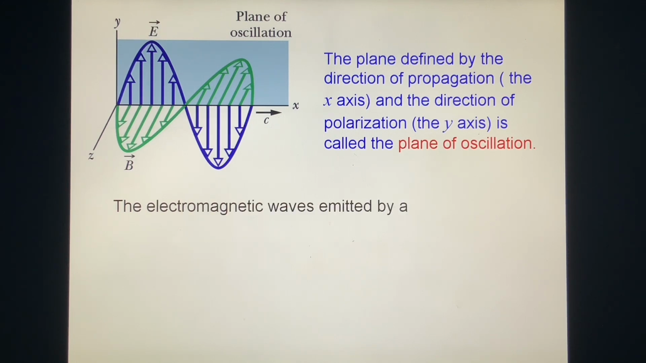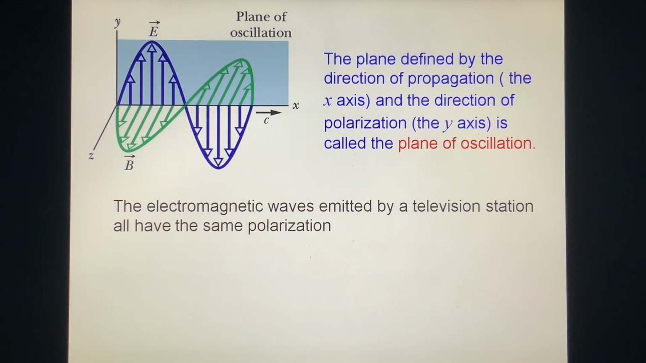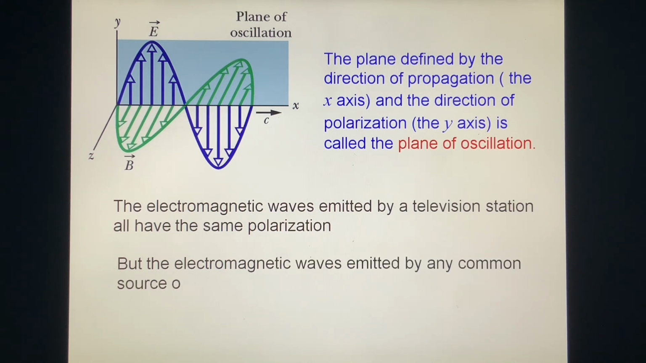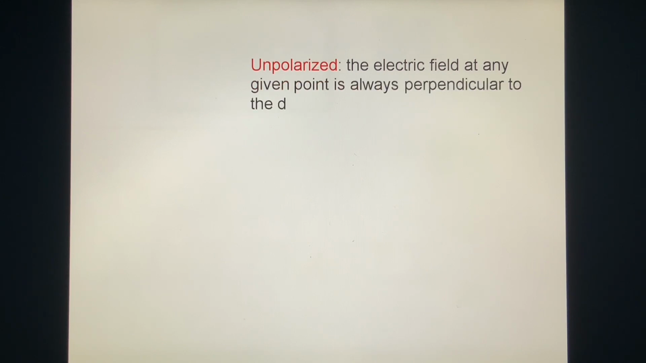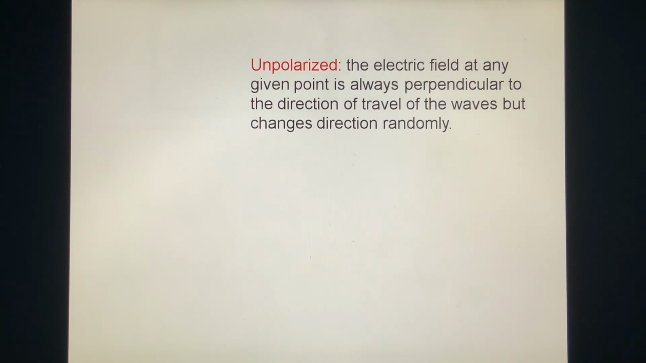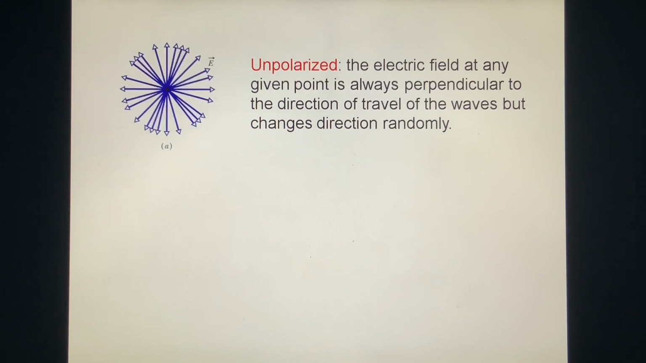The electromagnetic waves emitted by a television station all have the same polarization, but the electromagnetic waves emitted by common sources of light, such as the sun or a bulb, are polarized randomly, or unpolarized. Unpolarized: the electric field at any given point is always perpendicular to the direction of travel of the wave, but changes direction randomly. You see, the E can change randomly.